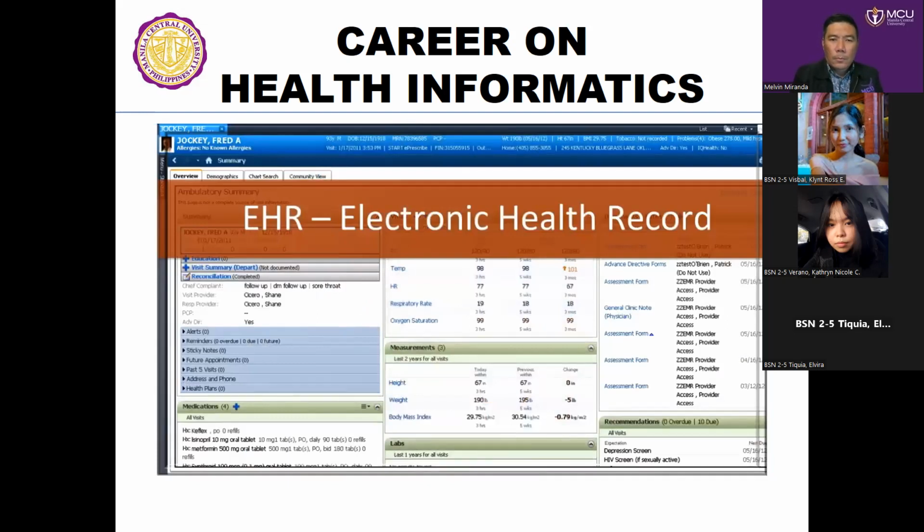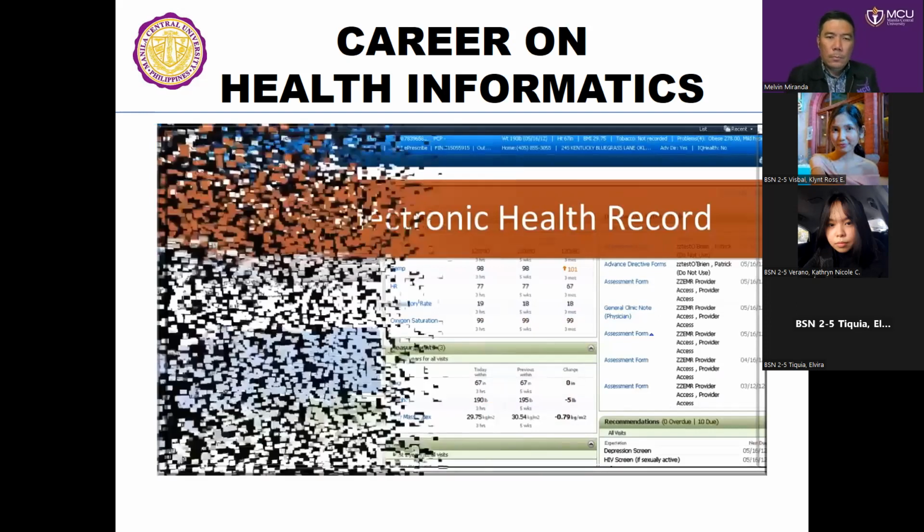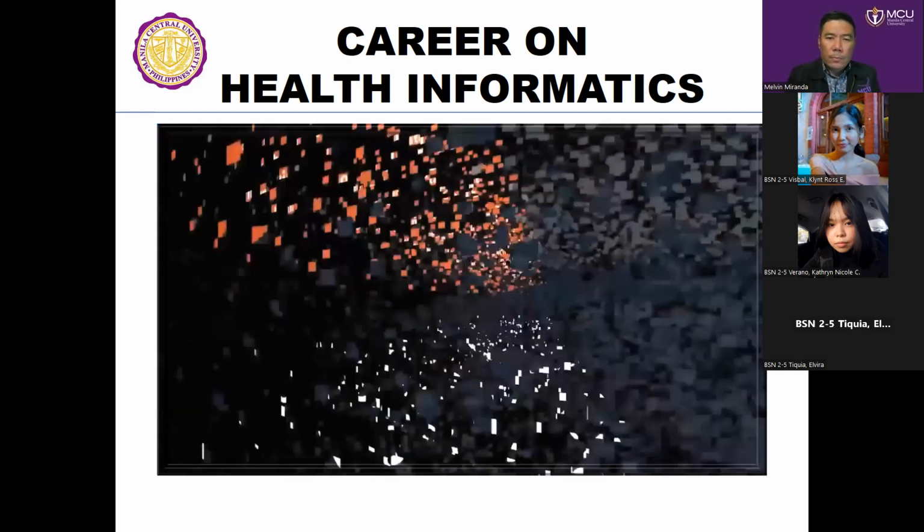The EHR is a real-time patient health record with access to tools that can be used to aid clinicians in decision-making using the most current knowledge available. The EHR can automate and streamline a clinician's workflow, ensuring that all clinical information is communicated when and where it is needed. So, where do health informatics employees work?